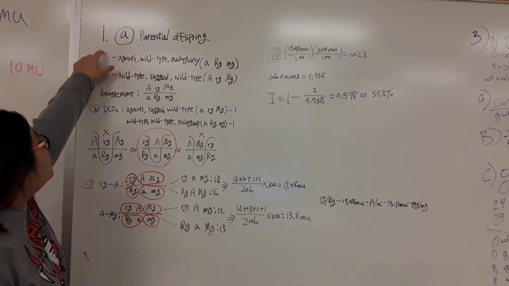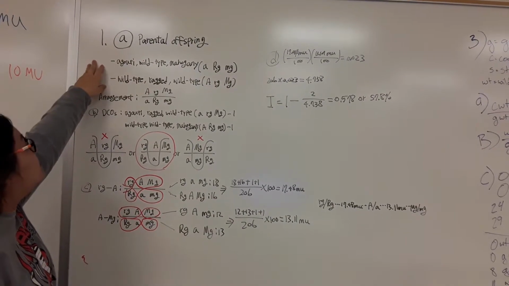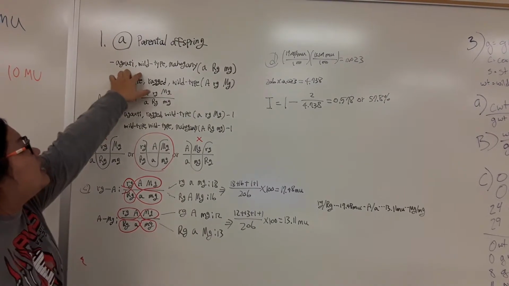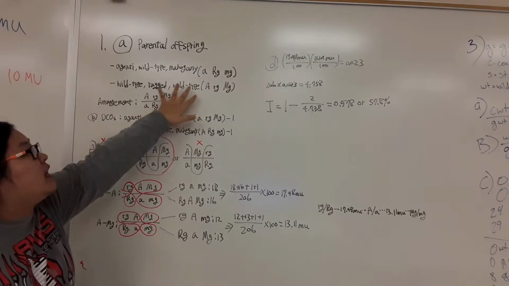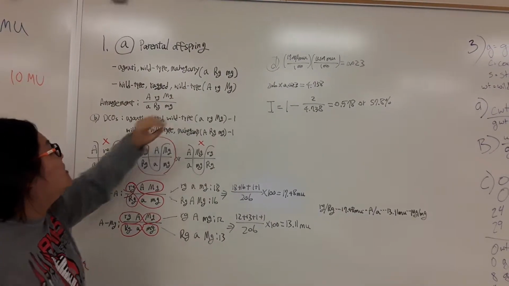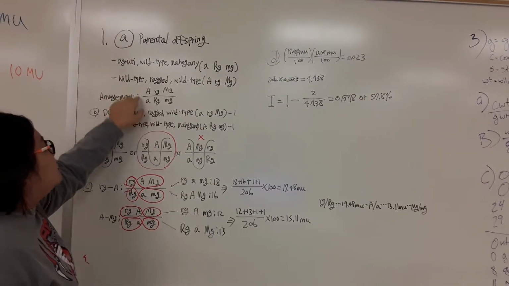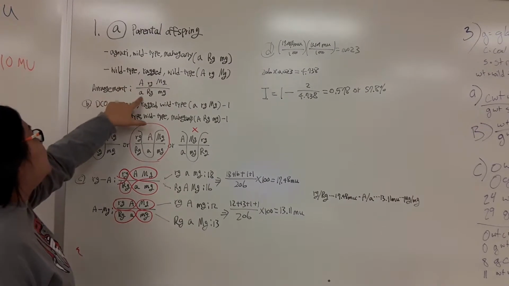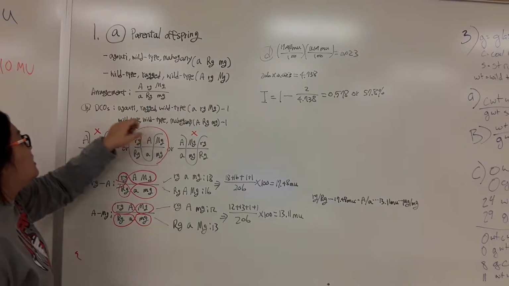Number 1, part A, we need to find the parental offspring, which are the agouti, wild type, and mahogany. Wild type red and wild type, and then I wrote the gene symbols, and from there I found the arrangement is the wild type red, wild type over agouti, wild type, and the mahogany.